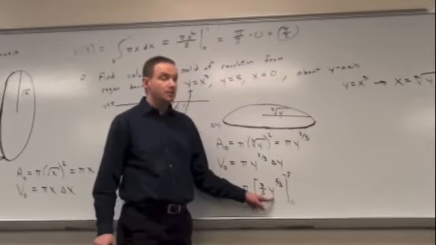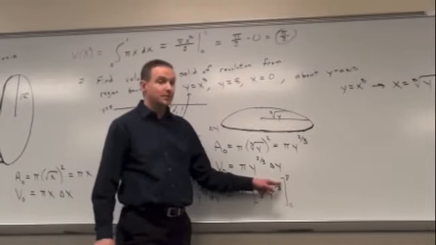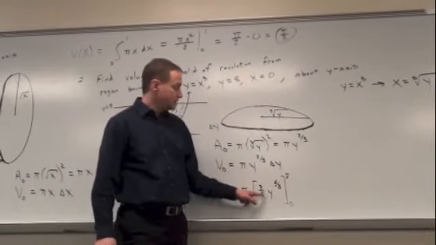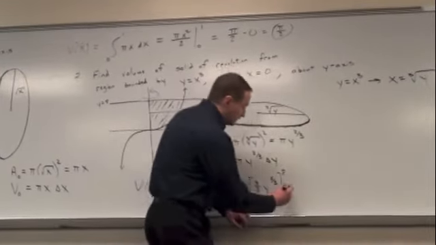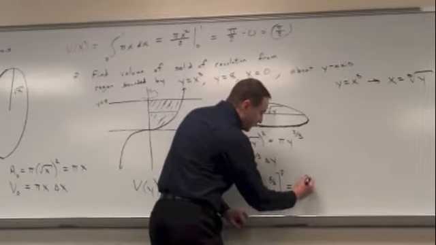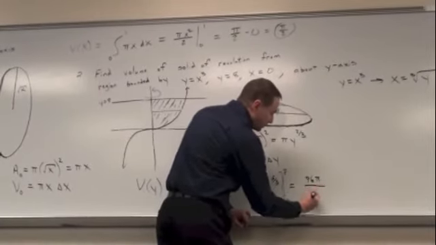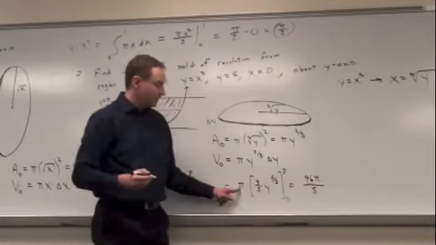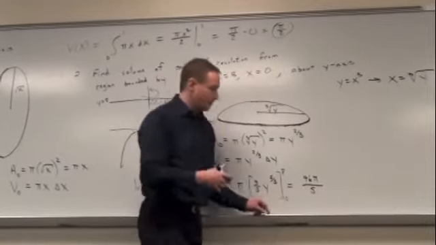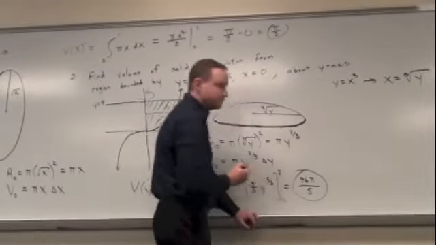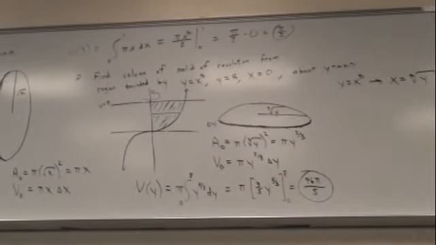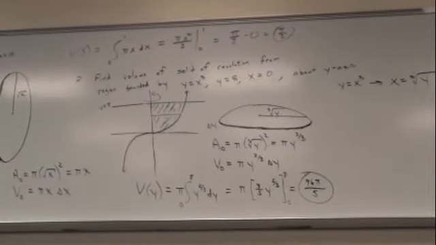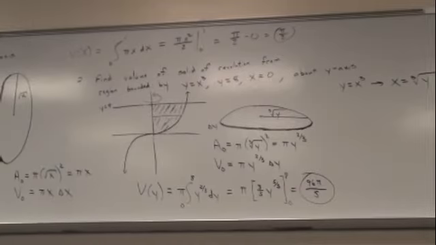Cube root of 8 is 2. 2 to the 5th power is 32. 32 times 3/5, that's going to be 96/5. So I can say this is 96 pi over 5. When I evaluate it at 0, again, that doesn't amount to anything. So this is the final answer. The volume of that rotated region, of the resulting object, would be 96 pi over 5.